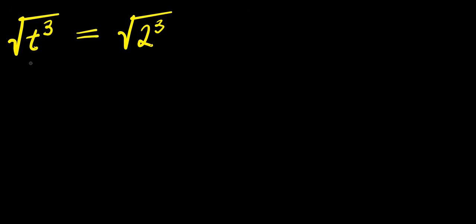Hello, how to solve this radical problem? We have square root of t^3 equals square root of 2^3. We are solving for all values of t that satisfy this equation.